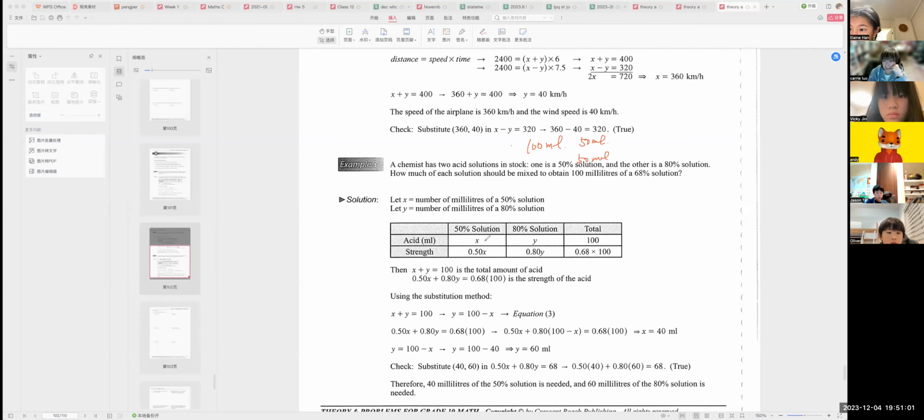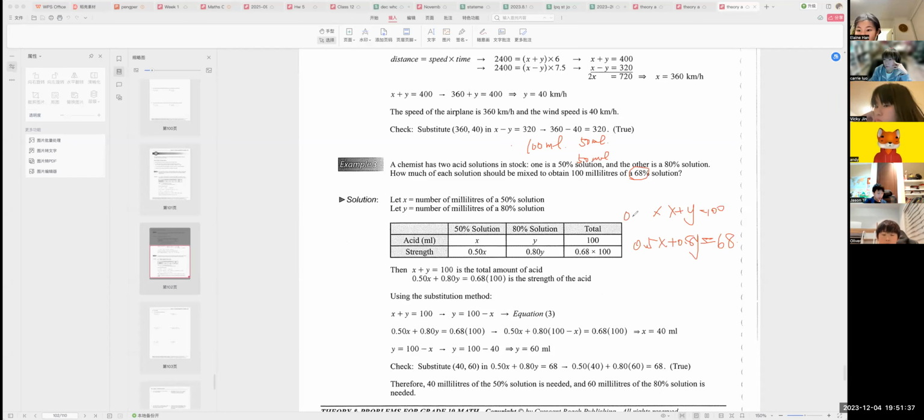Okay, so we have x and the strength is 0.5x, and y is y acid and 0.8y. And in total, putting them together is 100, so x plus y equals 100. Correct? So to find out how much acid is inside, 0.68, which is 68%, times 100 equals 68. Correct? So we have 0.5x plus 0.8y equals 68.